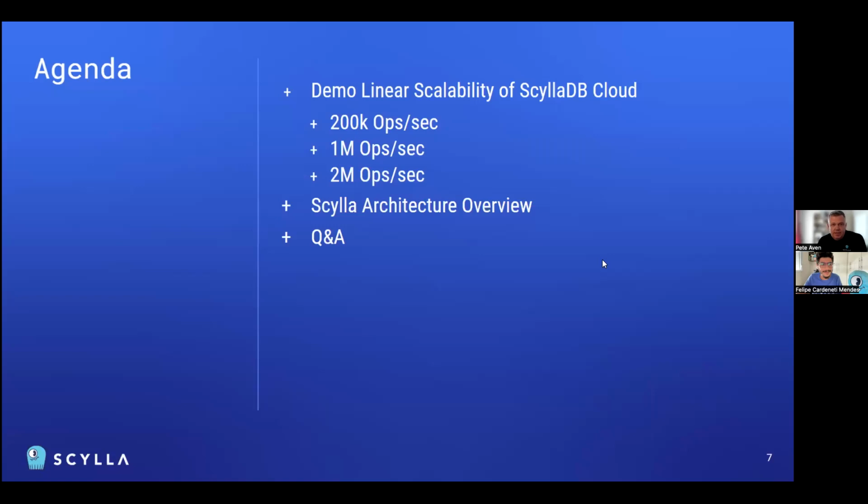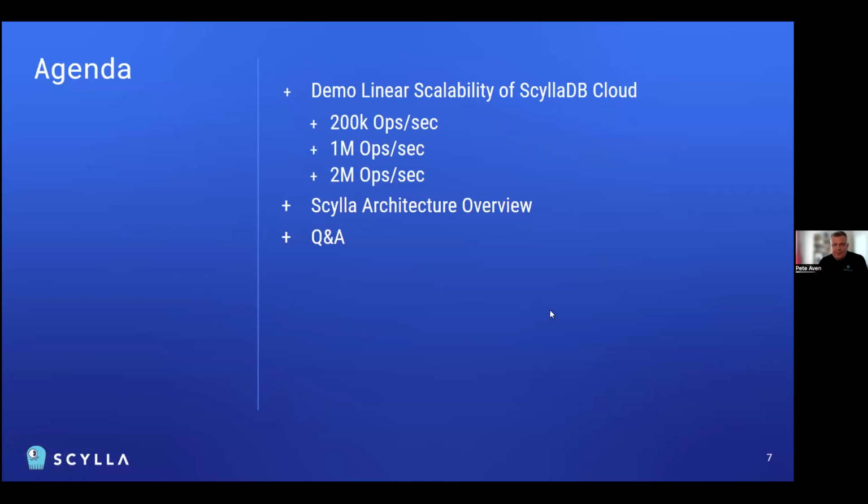But we'll get started. So very quickly, today's agenda: we're going to demo linear scalability of ScyllaDB Cloud. Same rules apply if you're not on the cloud, but we're showing you the cloud today, right? This is where the demonstration was done. We're going to demonstrate this with workloads of 200,000 ops per second, 1 million ops per second, and 2 million ops per second. We'll follow this up with a quick Scylla architecture overview: essentially, how is Scylla built? How is it able to do what it does? What is the secret sauce here? And then we'll go into Q&A to answer your questions.